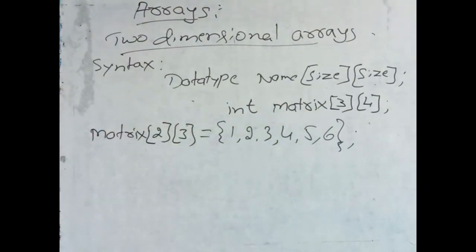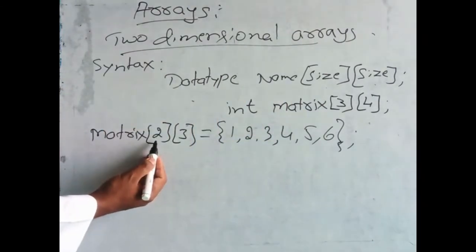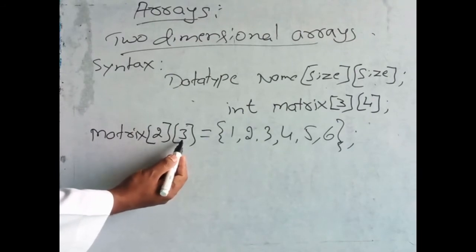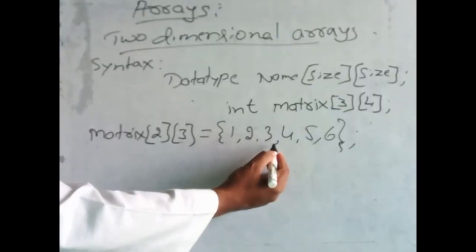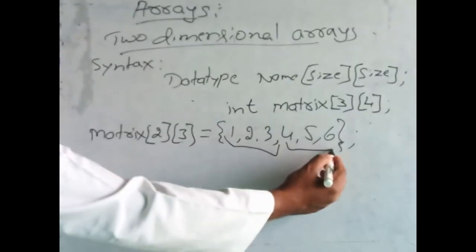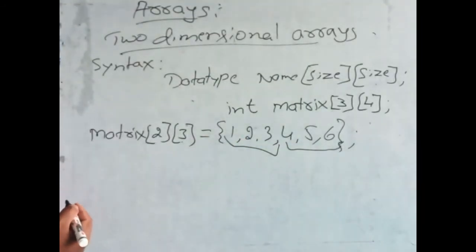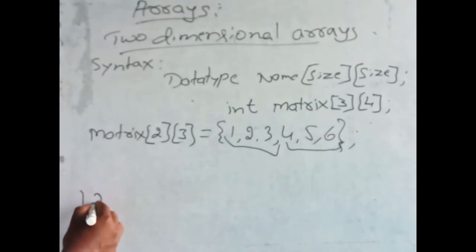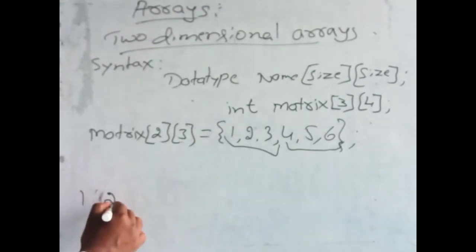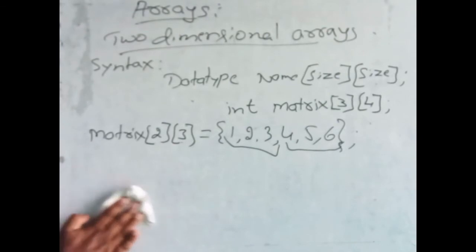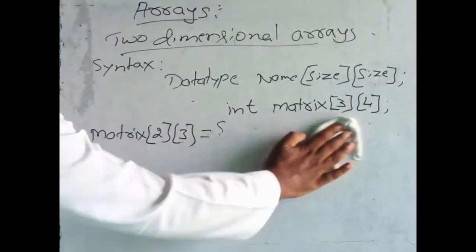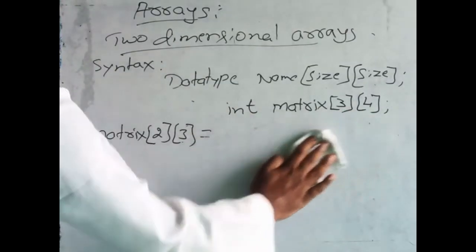If we initialize this, what happens? How many rows are there? 2 rows. How many columns? 3 columns. The values are automatically divided into rows: this is 1 row, this is 1 row. The matrix will be like this: 1, 2, 3, 4, 5, 6. Like that it will take. Other than this, we can write each row separately by using curly brackets.